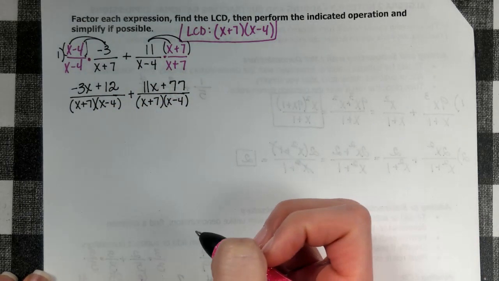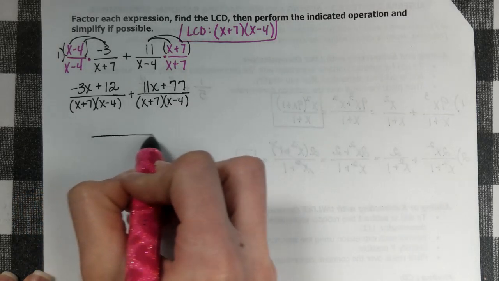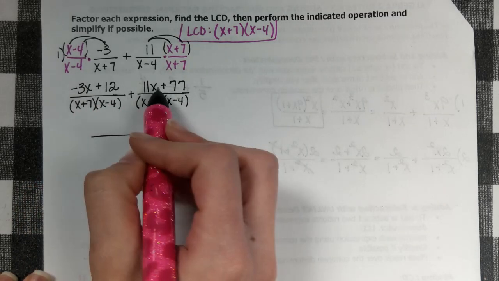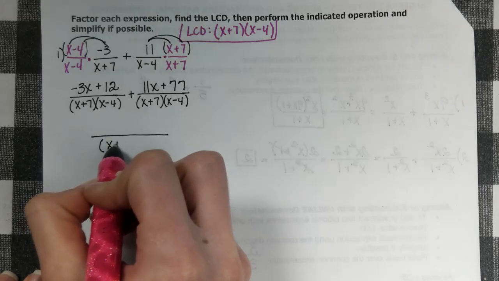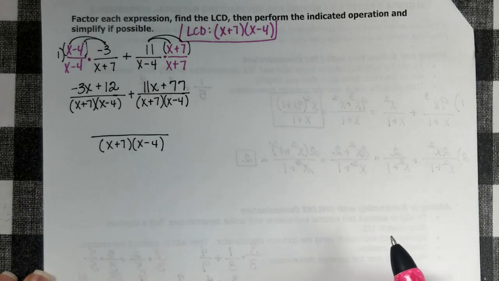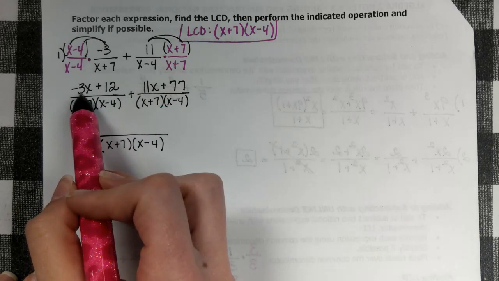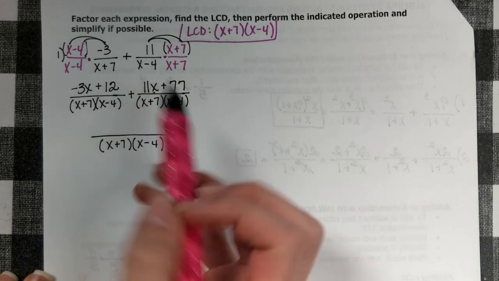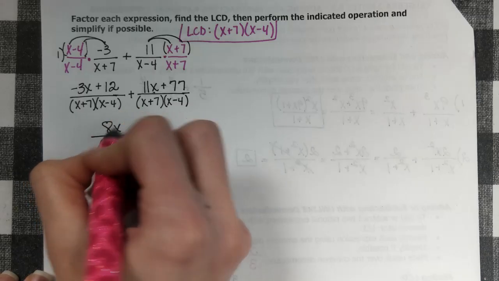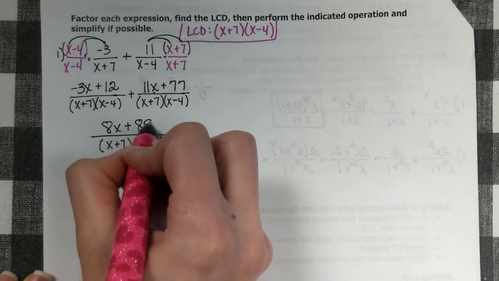Have I created common denominators? Yes, so that means I can join and add my numerators and put it over that one common denominator, x plus 7, x minus 4. When I add my numerators, I'm doing my like terms. What is -3x plus 11x? 8x. What is 12 plus 77? 89.